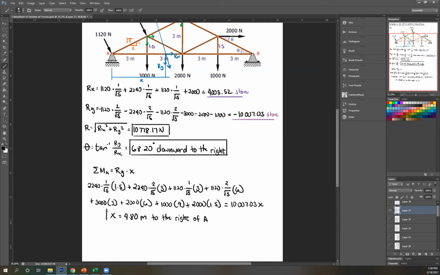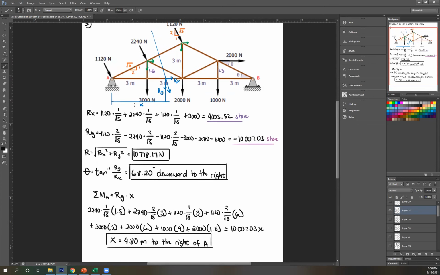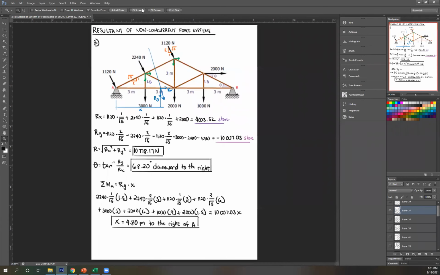So for practice, you can solve this using or taking B as your reference point. So summation of moment about B. You should get the answer 12 minus x. So 12 minus 4.8 should be your answer if you take it about B. Okay? So that is your number 3. Any questions for number 3?